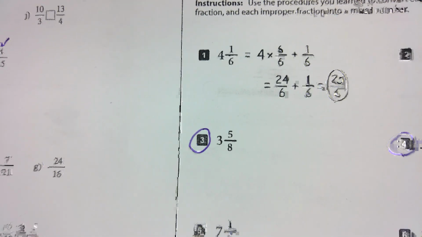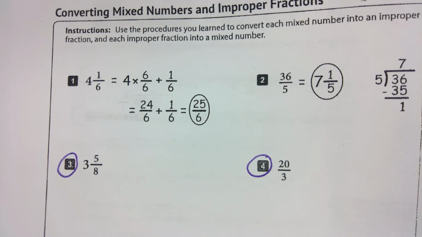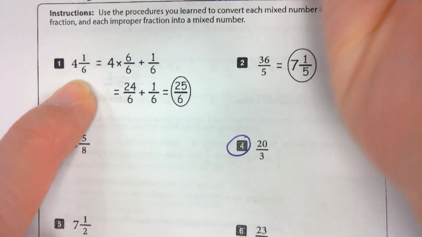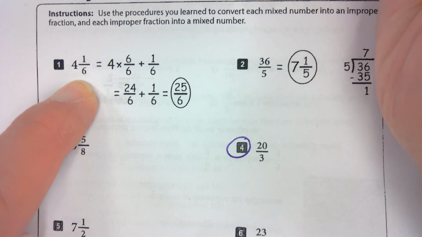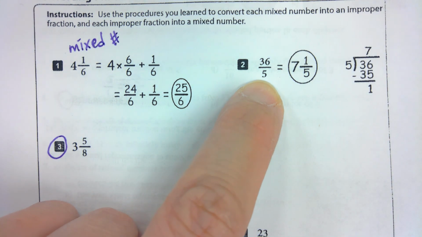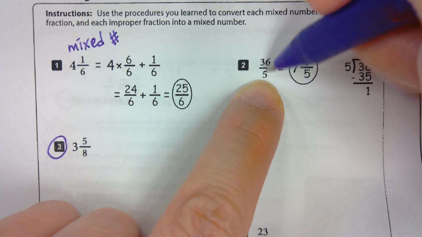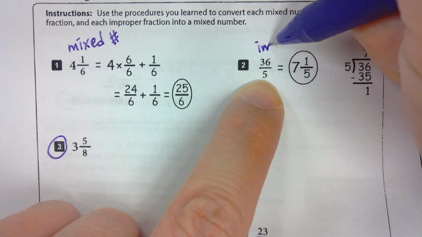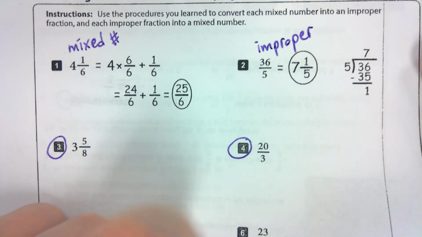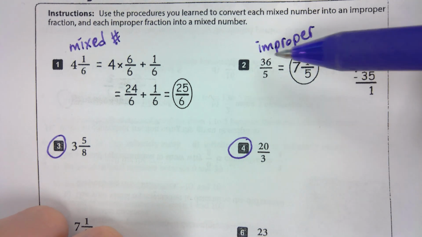Let's go to page 16. What are these types of numbers called? Mixed numbers. Good. What are these types of numbers called, where the top number is bigger than the bottom number? These are called improper fractions. It's so improper because the top is bigger.